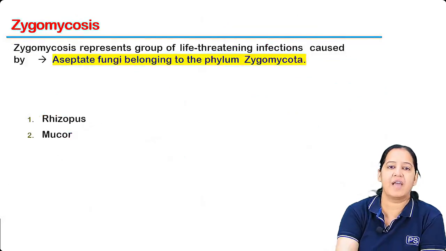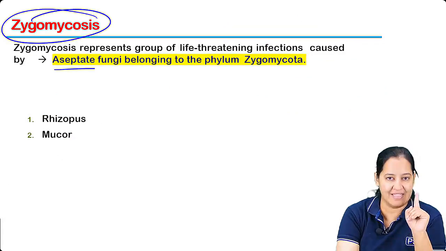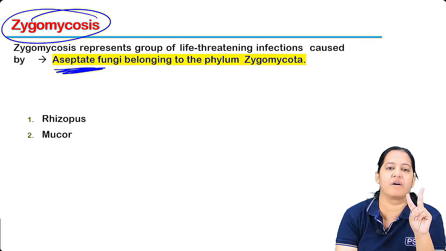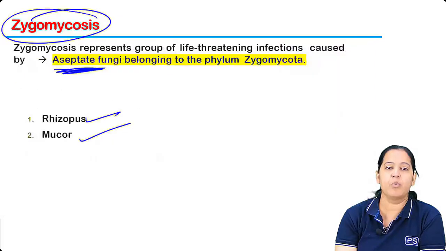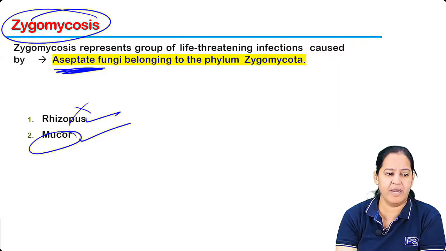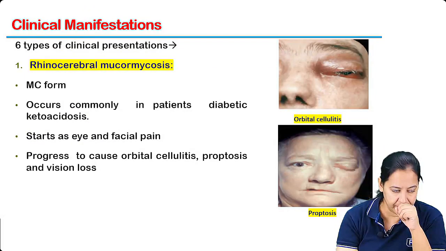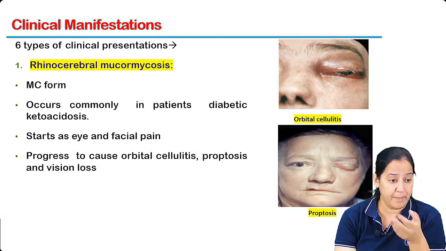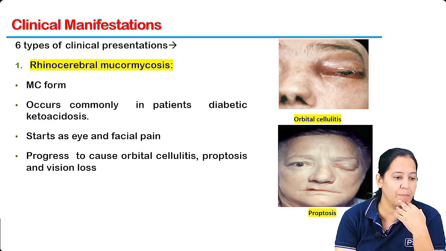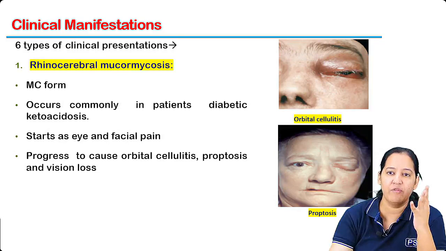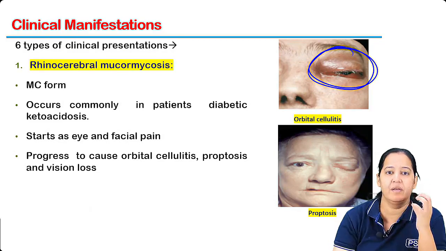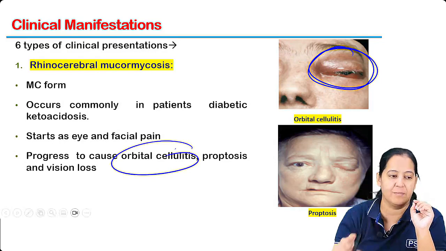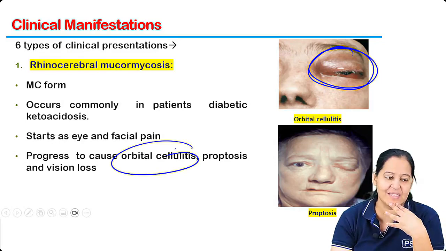Okay, so zygomycosis. We have seen these are aseptate, number one. And there are two fungi here, Rhizopus and Mucor. Rhizopus and Mucor. Clinical feature of Mucor. Rhizopus is not important. Mucor's clinical feature. You may have seen it in post-COVID, what was the biggest complication? Post-COVID, the most common complication is fungal involvement of the eye. Orbital cellulitis, and the fungus was entering the brain. We have seen many cases in our hospital.